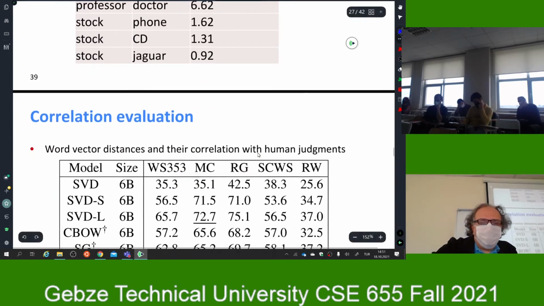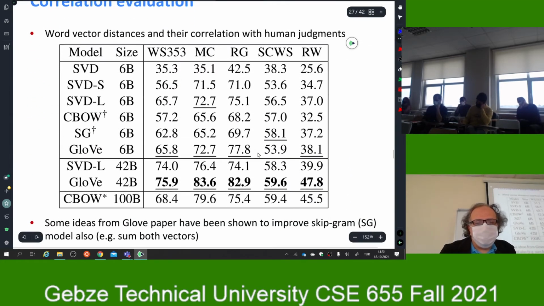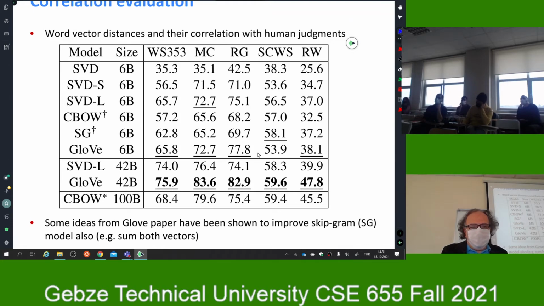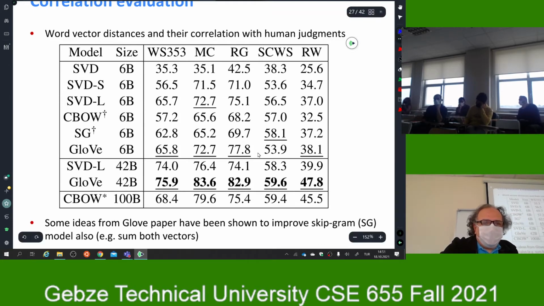If you do that, here are your results. Again, singular value decomposition, continuous bag of words, etc.